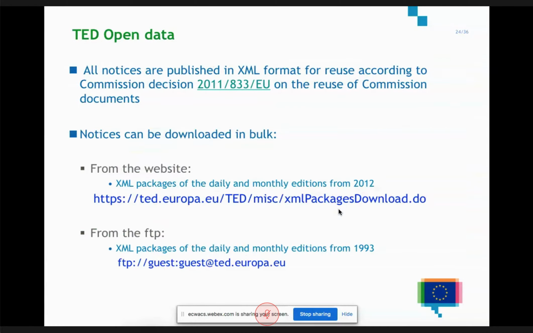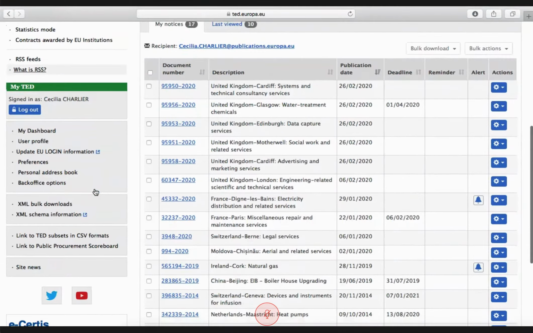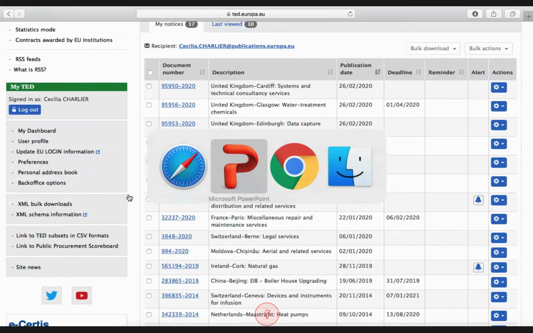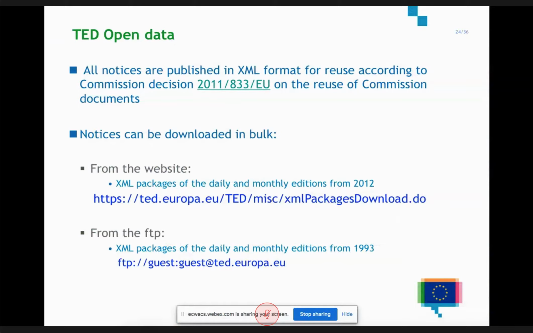We also have bulk data available. So TED is open data. So all the notices are published in XML format for reuse according to Commission decision. Notices can be downloaded in bulk. So from the website, if you're a registered user, you can access directly the XML packages of the daily and monthly edition from 2012. I can show you on the website where that is, under My TED. Here, if I click on XML bulk downloads, I can directly access this bulk data. And I can also access it from the FTP. And on the FTP, we have XML packages of the daily and monthly edition from 1993.